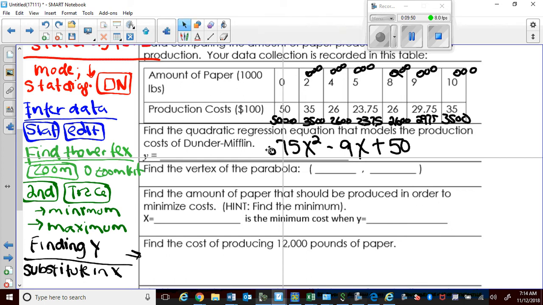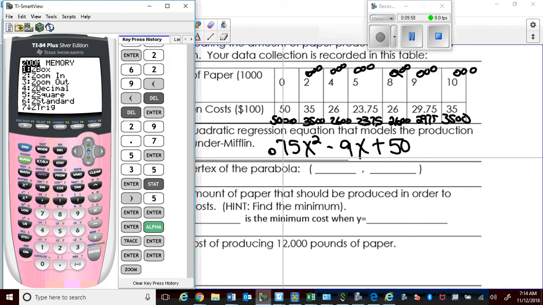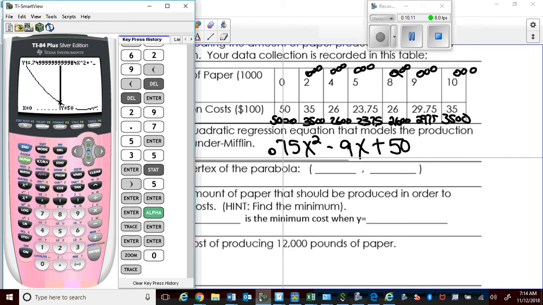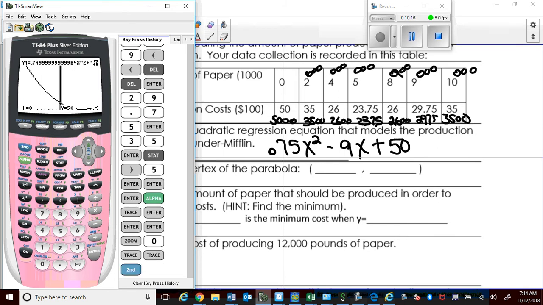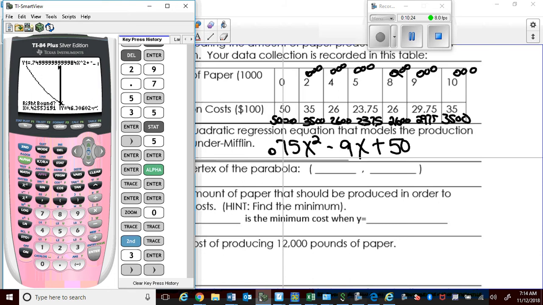It wants me to find the vertex, so we're going to be using that information right there. Where it says find the vertex, the first thing you do is press zoom, go to 0 for zoom fit. And there's my equation. There's my graph. I press second calc, or second trace for the minimum. This is a minimum, and it's to the left of the minimum, and then I go to the right for the right value of the minimum.